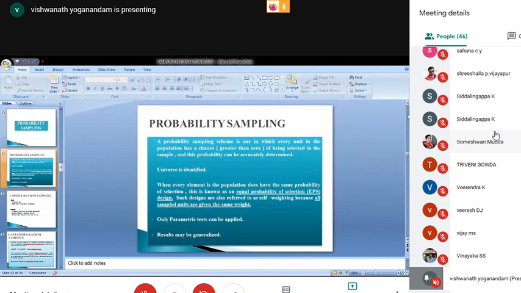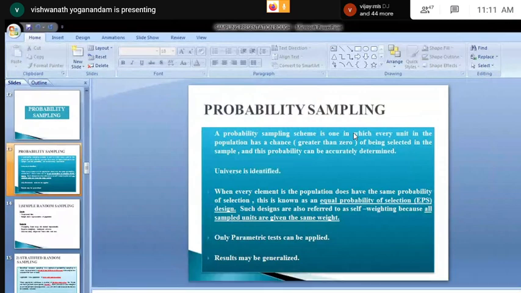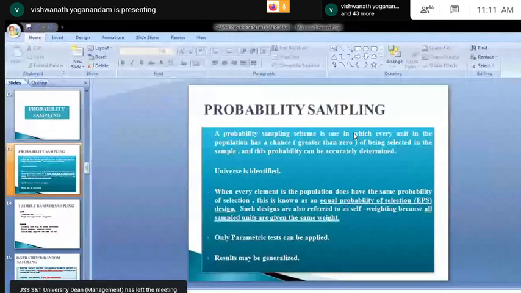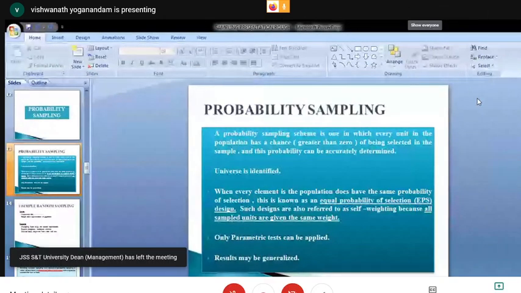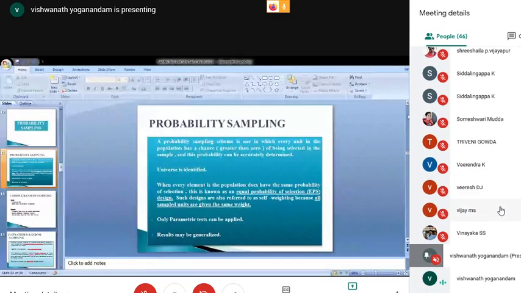When every element in the population has the same probability, it is known as equal probability of selection. That's what I was explaining to you. The probability of selection should be the same for all the units, so it is also referred to as self-weighting, because all sample units are given the same. So when you do probability sampling, you can apply only parametric tests. I have already told you what parametric tests are.